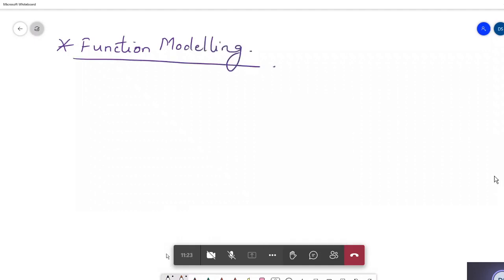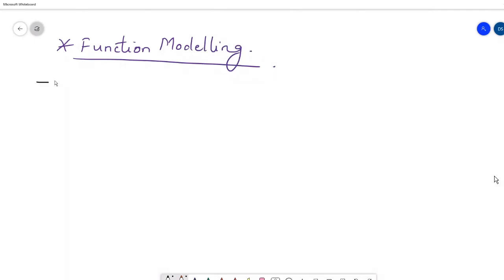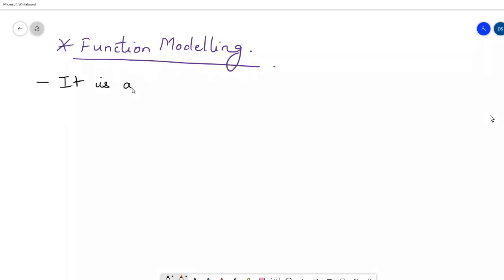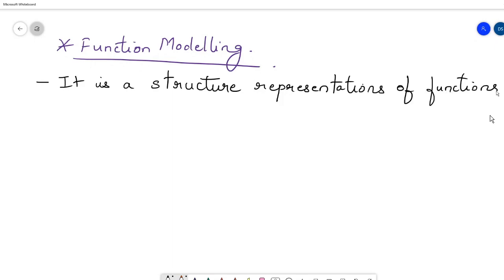Now, in function modeling, as we know, every model we are studying in this subject is a pictorial representation of the processes going on in the project on which we are working. So, function model is also a structured representation of functions. That is, what all things would come in this? Activities, action, process, and operations.